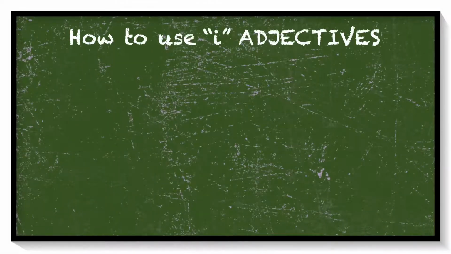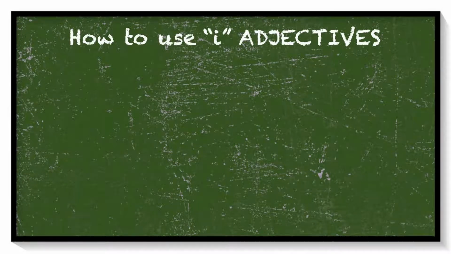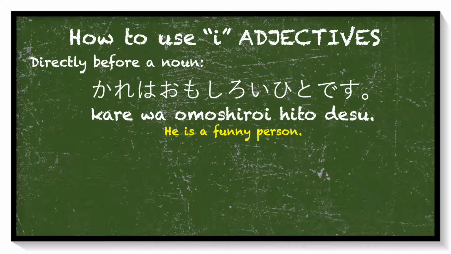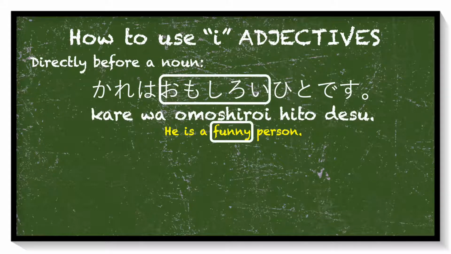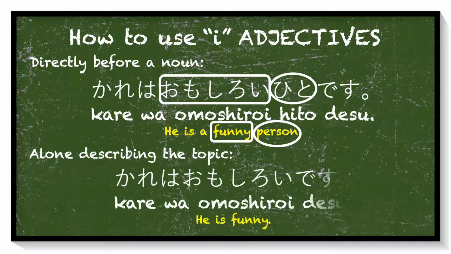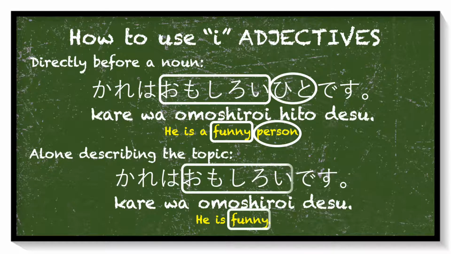How to use i adjectives. There are two ways to use it. First is directly before the noun it is describing. For example, 彼は面白い人です。 He is a funny person. Or, use it alone to describe the topic, like, 彼は面白いです。 He is funny.